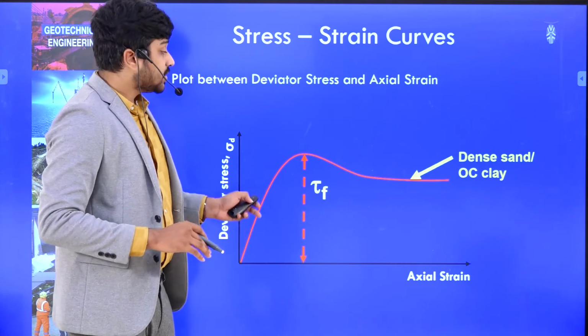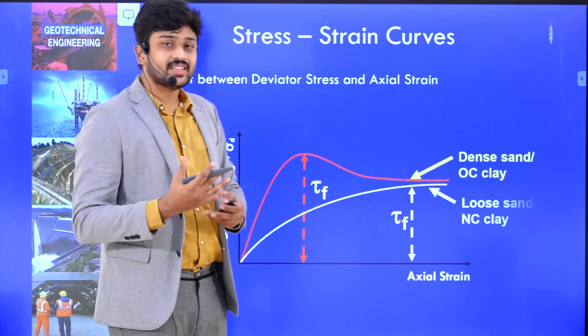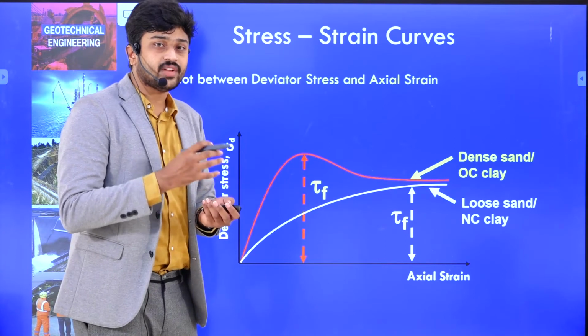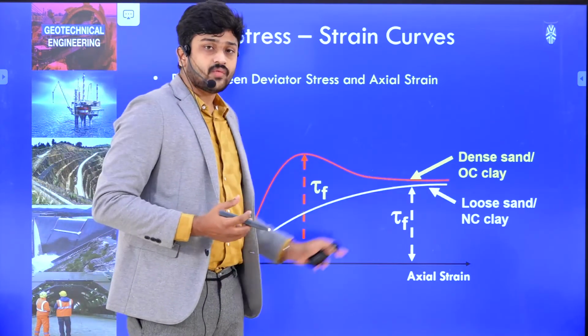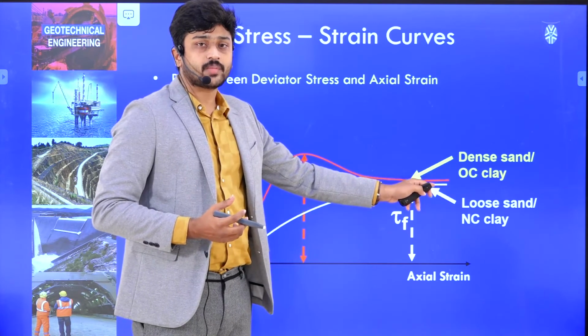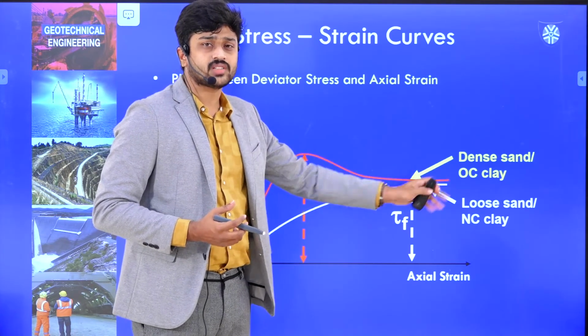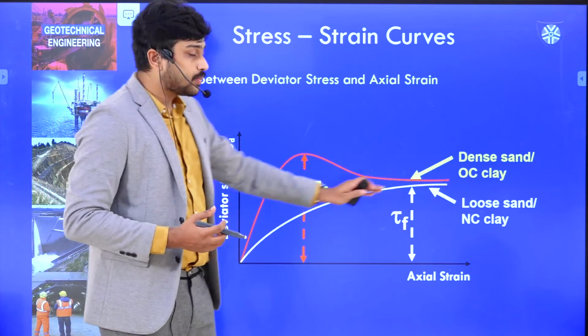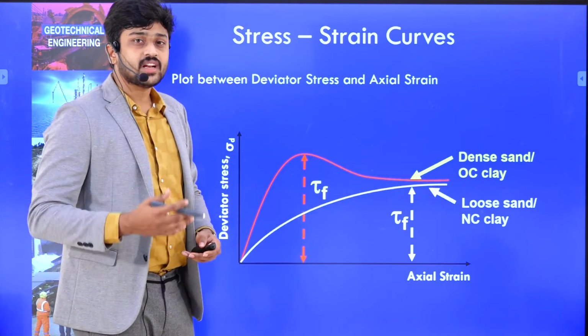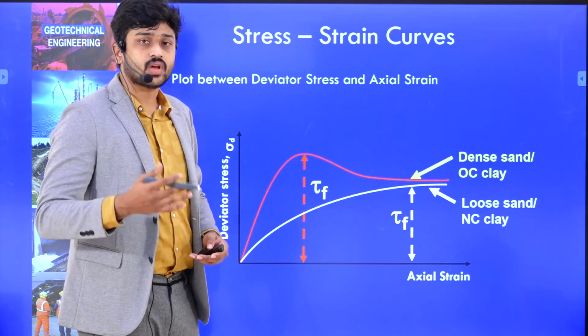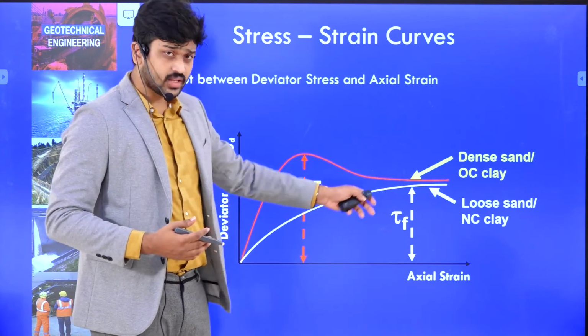Similarly, if you look at a loose sand, since it is comparatively weak compared to the dense sand, a typical graph will be somewhat curved along a particular path, and it will become constant after a certain rate. At that point, if you take the maximum value, that will be equal to the shear stress on the failure plane.